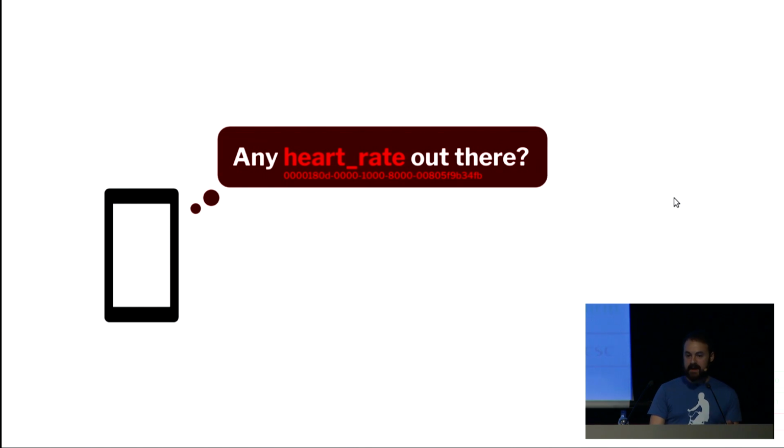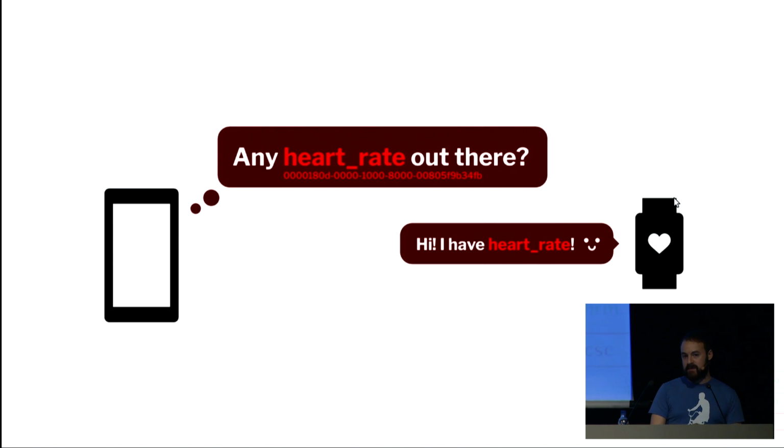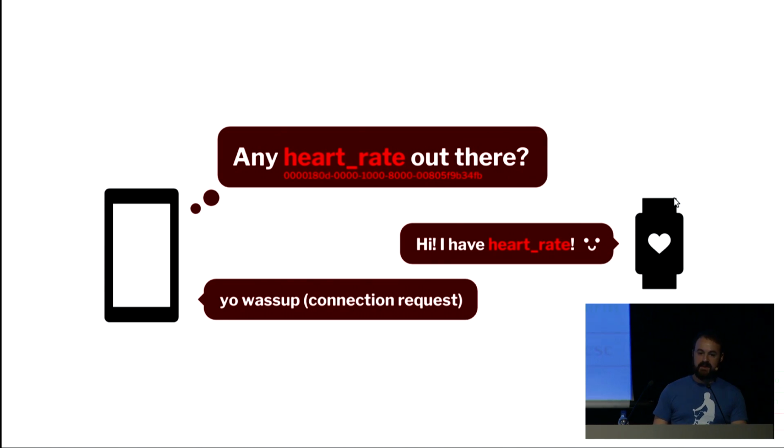So for instance, a client like a phone can look for a heart rate service. And if there's a device out there that is offering the heart rate service, it will be broadcasting it. It'll be advertising, hey, I've got heart rate service. And then the client can start a connection with it.